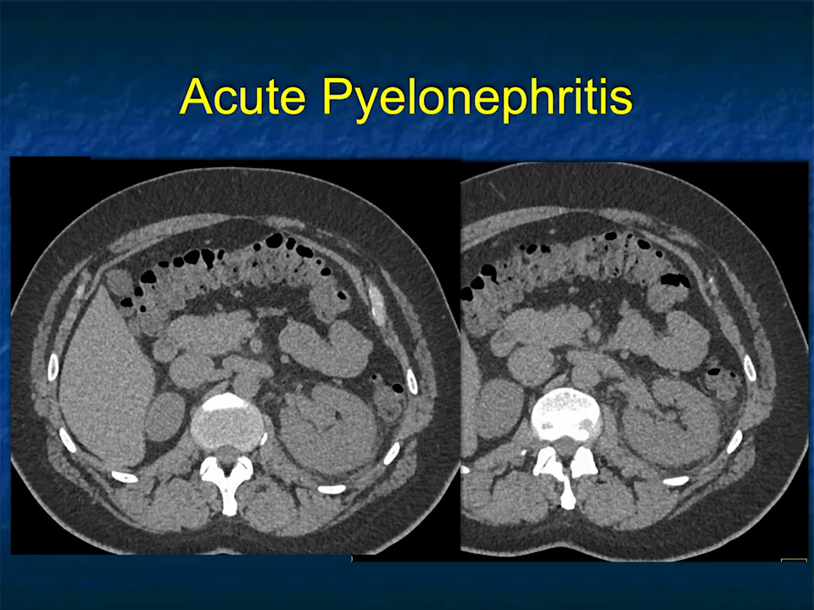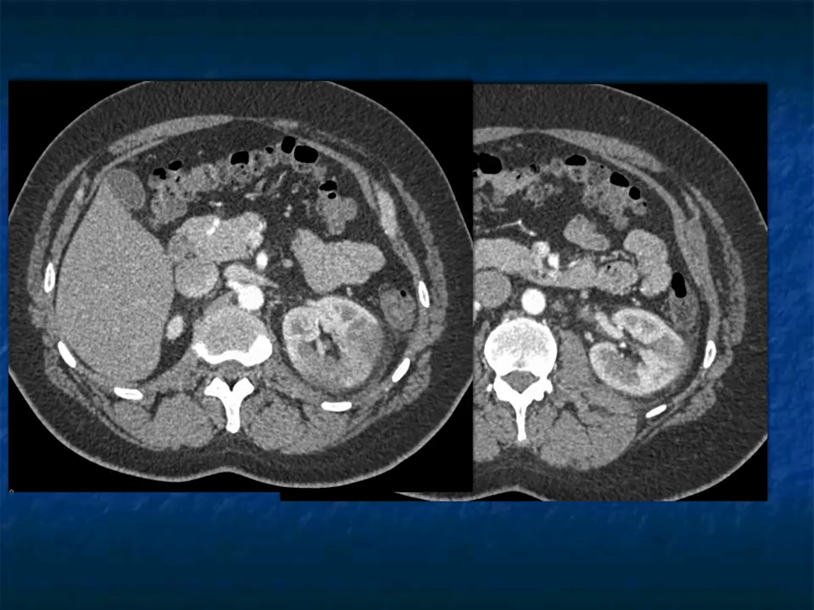Some examples. Here you notice this stranding by the left kidney. The left kidney shows edematous changes and what looks like fullness in the renal pelvis. So you know something's going on. The truth is this could still be a tumor potentially.